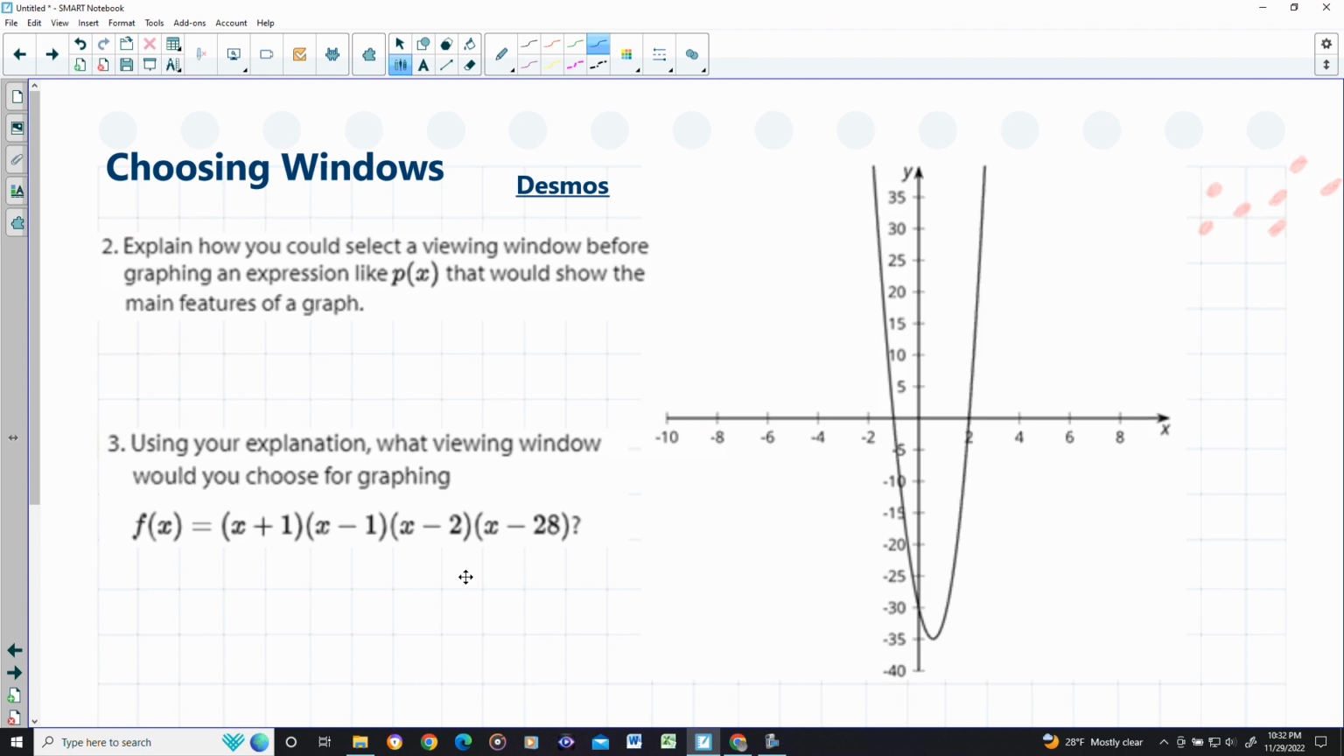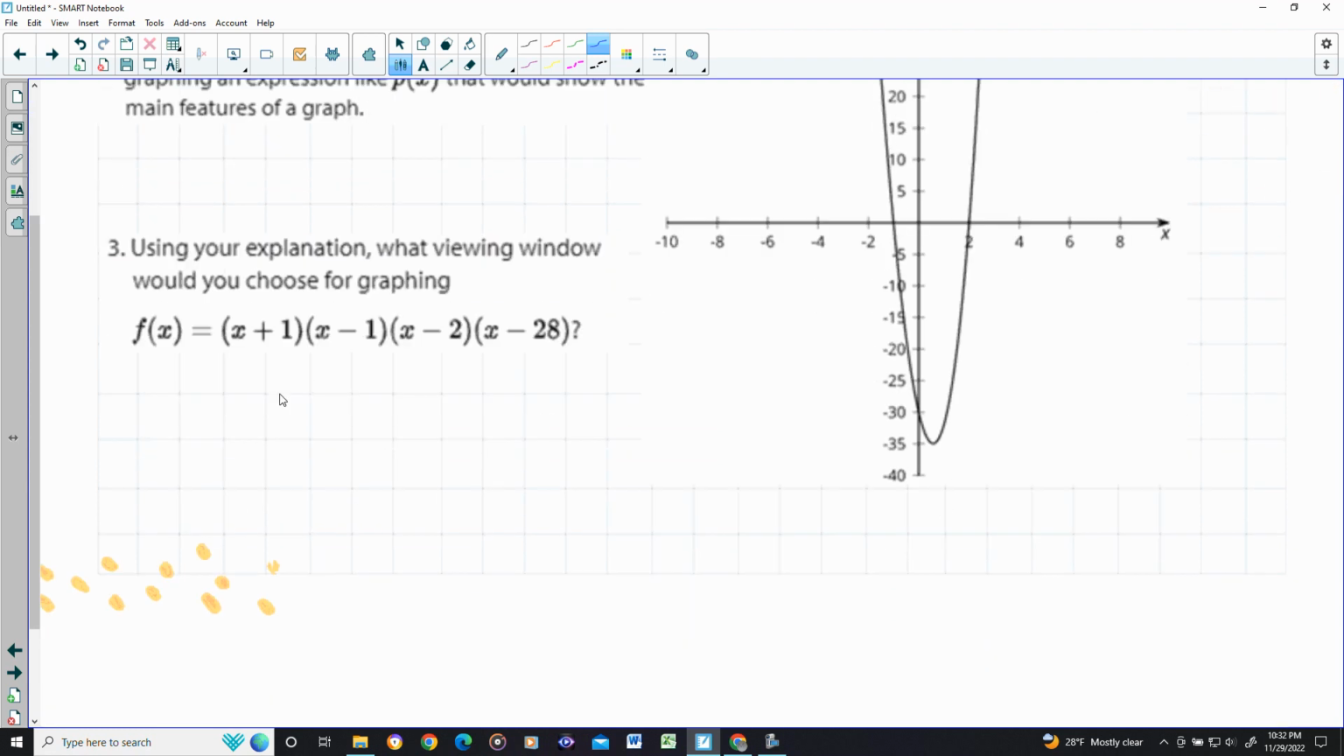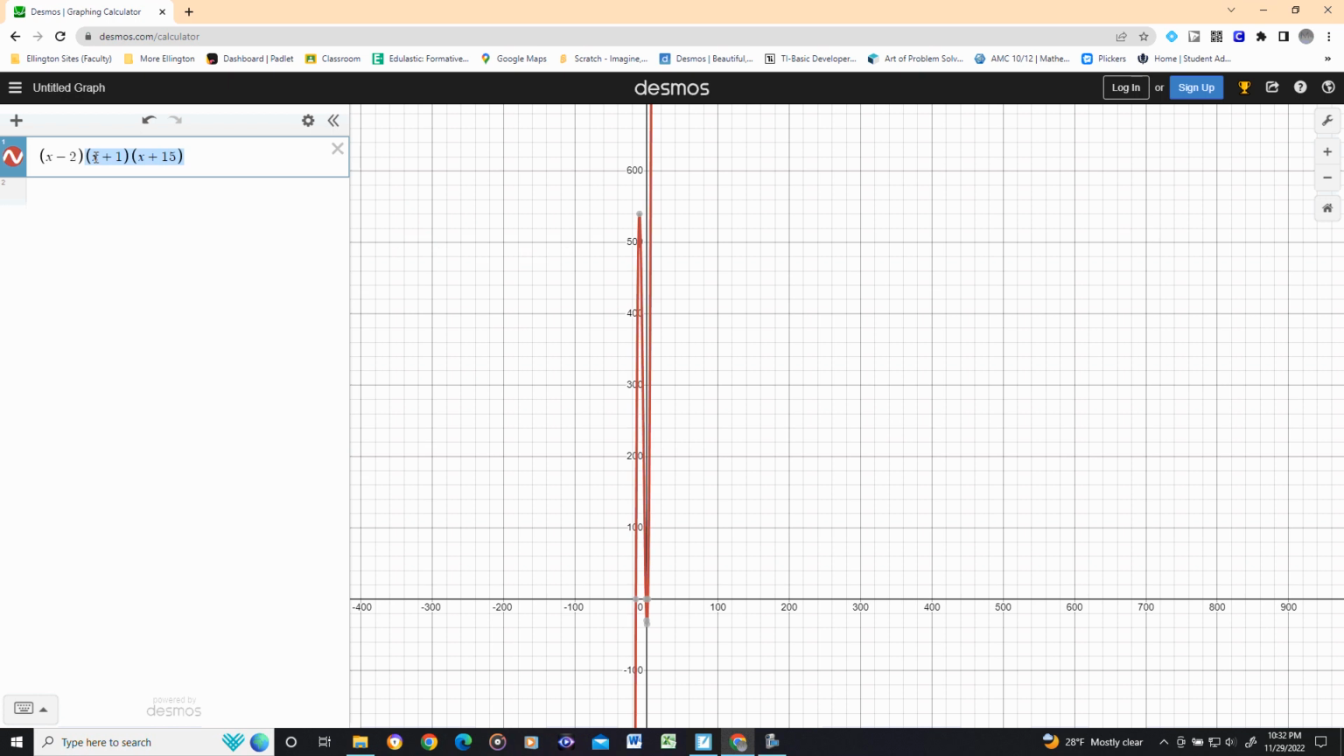In order to select an appropriate viewing window, one of the things that has to happen is we're going to have to figure out how far up and down the graph goes. And some of that is a bit Desmos, right? Okay, so let's graph them in Desmos. 1, -1, -2, -28. Okay, there we go, like that. Am I right there? X minus 2?